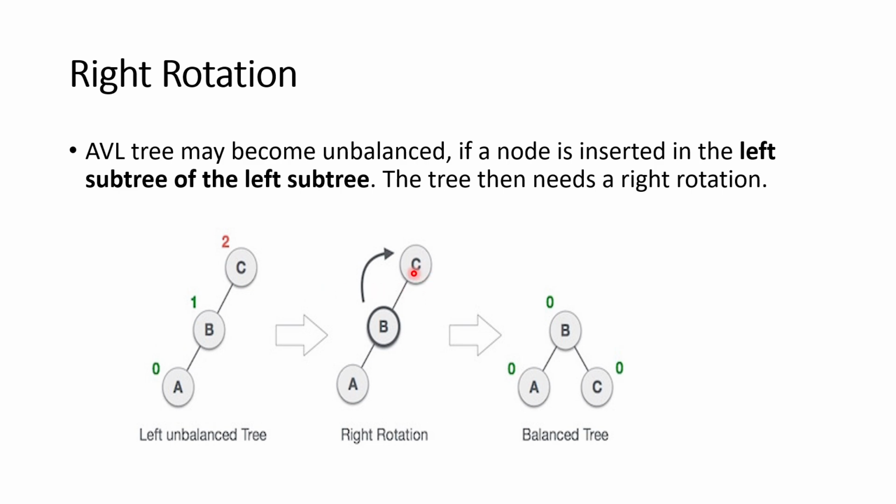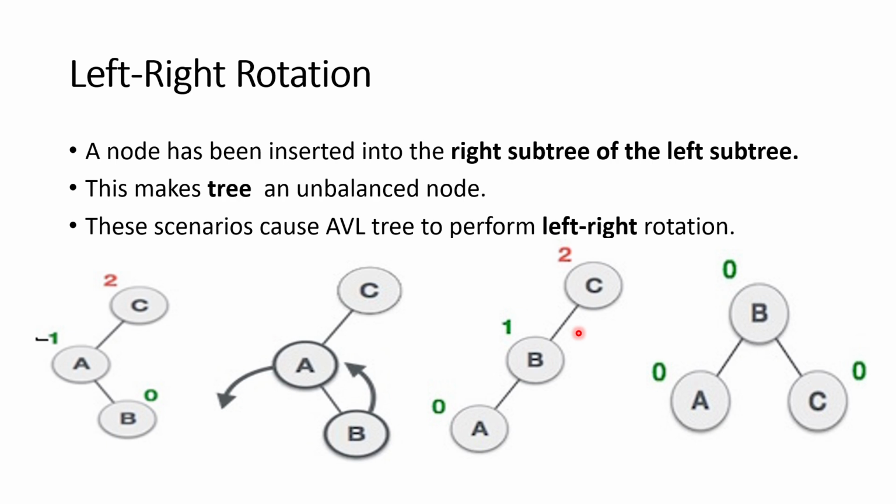C is rotated to the right side. B is root. A is the left child. C becomes the right of B. Now this tree becomes balanced. You can see the balance factors of A and C are 0. Balance factor of B is height of left subtree minus height of right subtree, 1 minus 1, that is also 0.